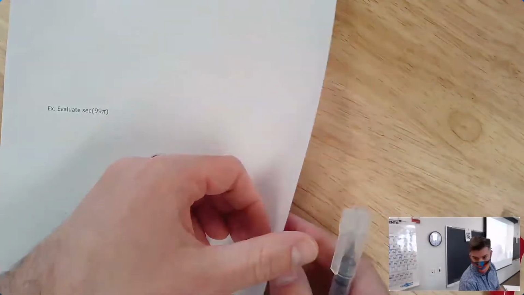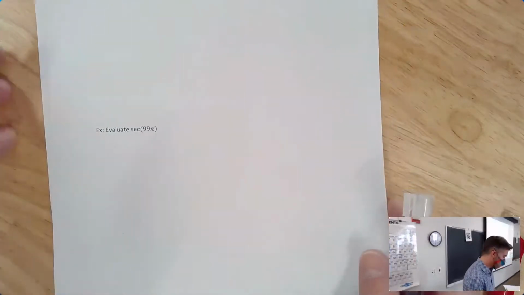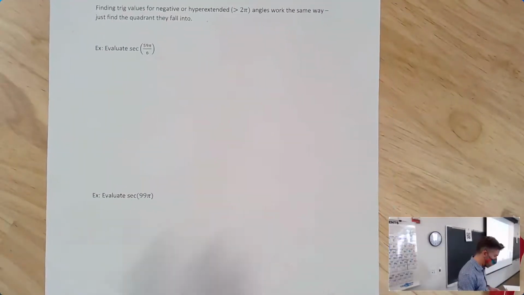And then we have some, let's see, yeah, fine. We've got enough time. I want to do a couple more examples of those, but let's work through these two examples, which I feel like we've already had homework questions about. And now we're kind of late to the game here. Finding trig values for hyperextended angles works the same way. You just find the quadrant.